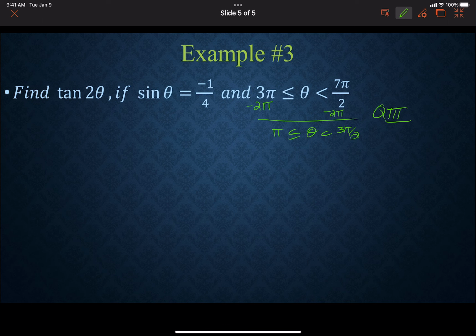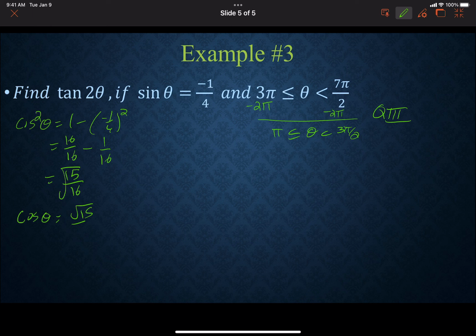If I have sine, so we want to be able to get to tangents, so let's see. The quickest way probably is to take sine and get cosine. Cosine squared is 1 minus sine squared. So the 1/4 squared is a 1/16, so my 1 is really 16 over 16. So cosine squared is 15 over 16, square rooting that. Cosine is a root 15 over 4. It'll be a negative, though, because we're in quadrant 3.